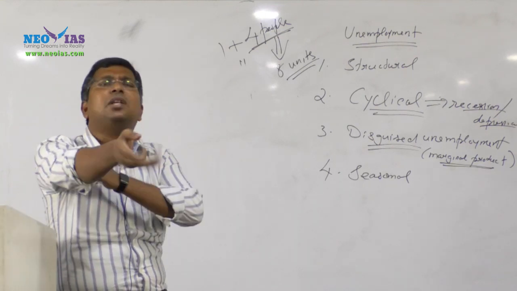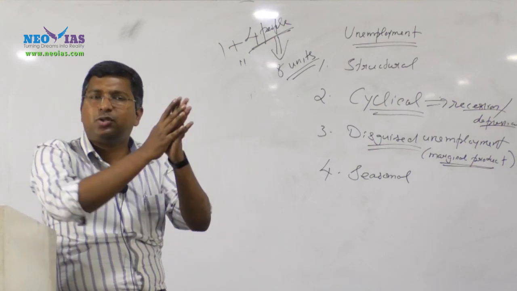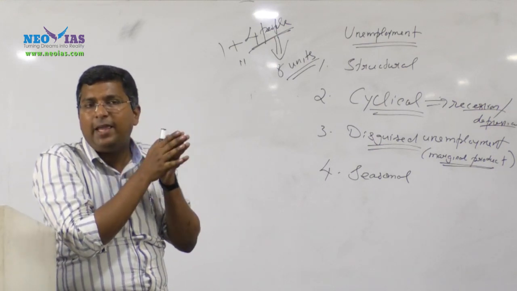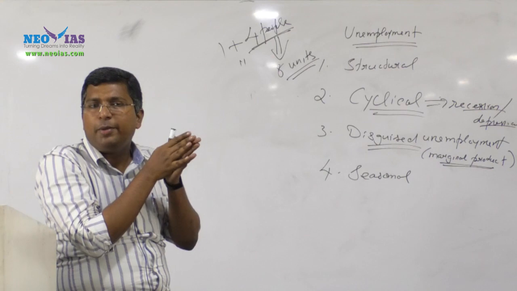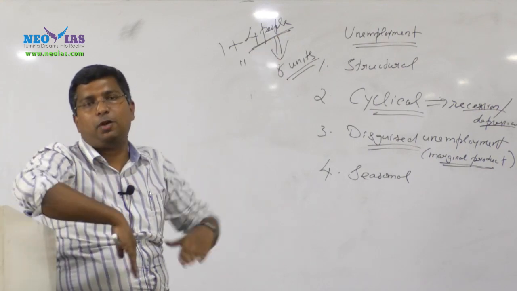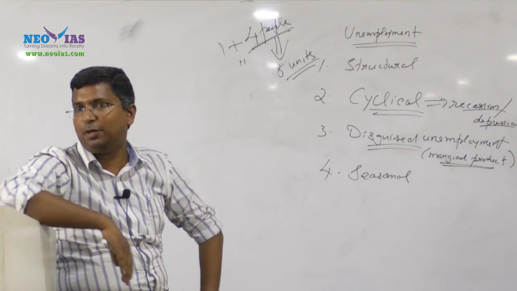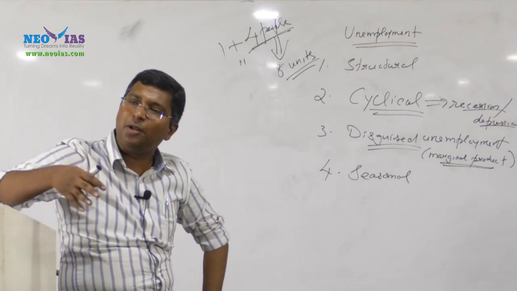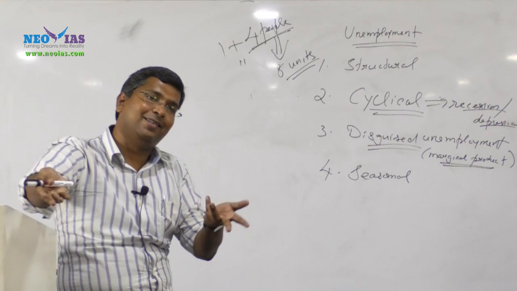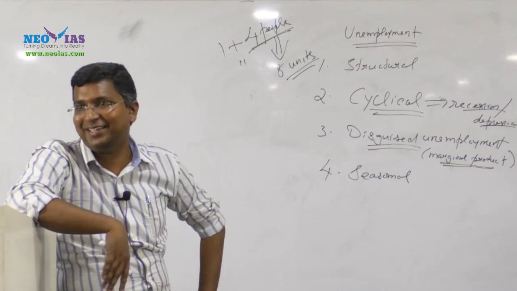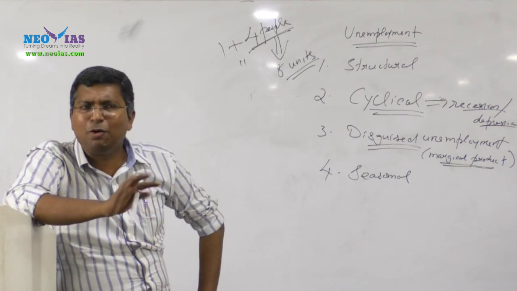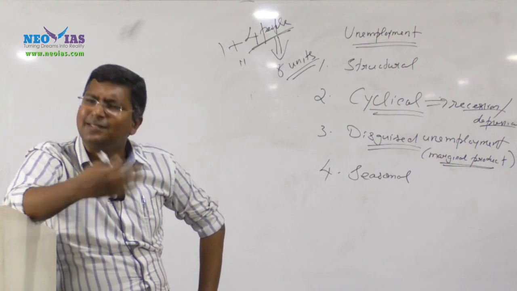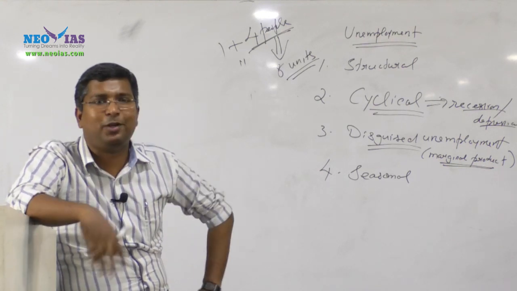Then there's a general concept. We can classify unemployment into open and disguised unemployment. Open means you are unemployed. Disguised unemployment means you are employed, but it's not beneficial. Open unemployment needs no explanation: you are openly unemployed.